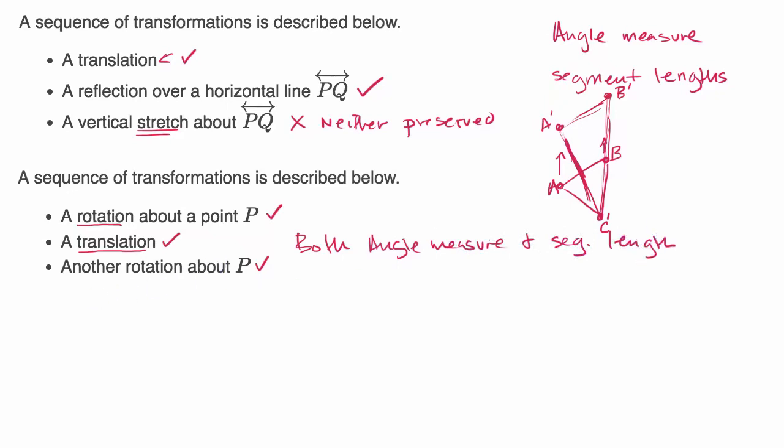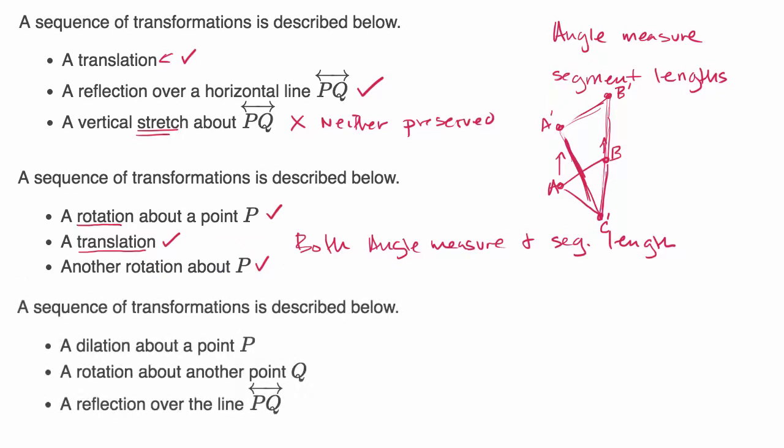Let's do one more example. So here, once again, we have a sequence of transformations. And so pause this video again and see if you can figure out whether angle measures, segment lengths, both, or neither are going to be preserved. So the first transformation is a dilation. So a dilation is a non-rigid transformation. So segment lengths, not preserved. And we've seen this in multiple videos already.